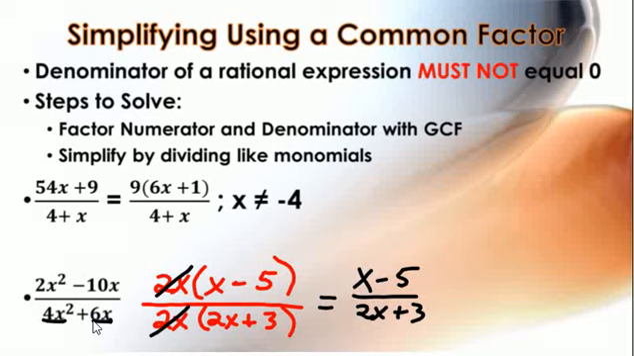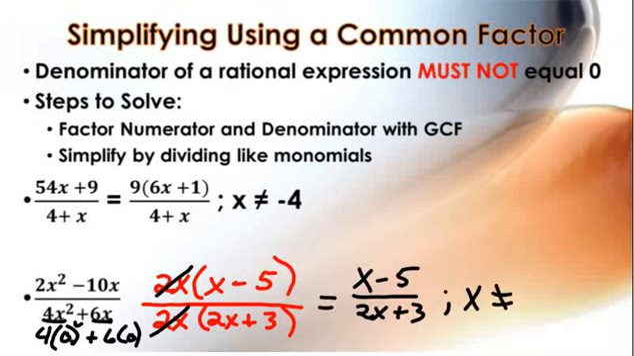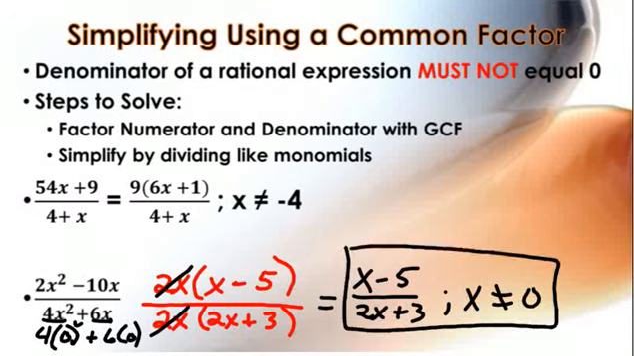Because if I put a 0 in here, when I square the 0, that's still 0. 6 times 0 is 0. 0 plus 0 is 0. So we would have to put down that x cannot equal 0. It can be any other number, but it just can't be 0. So our answer would be all of this.